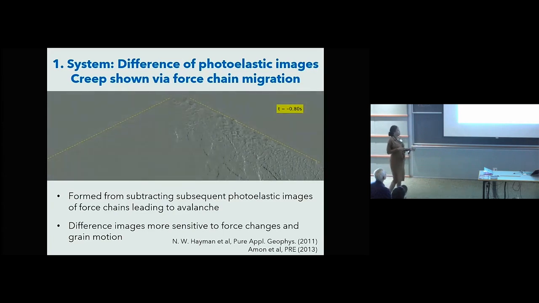If you see white streaks, that means that the force chain has become stronger in the process of the experiment, and black means that the force chain was weaker than our intensity measurements could catch. So by taking one image and subtracting it from successive images, this serves as a nice way of capturing patterns of failure in our system.